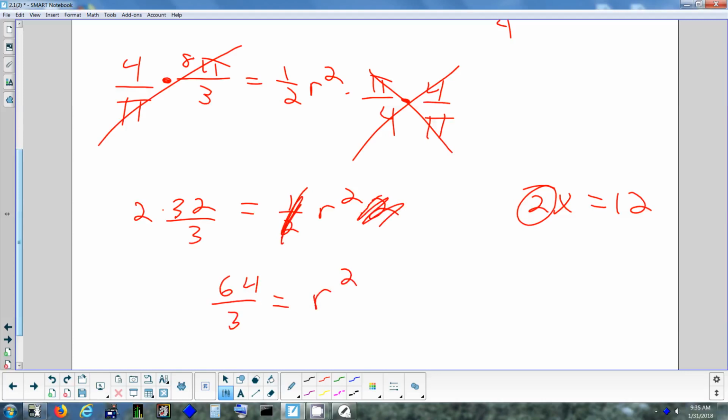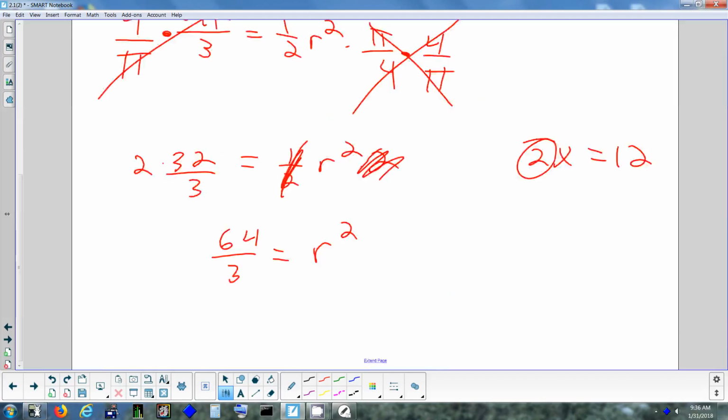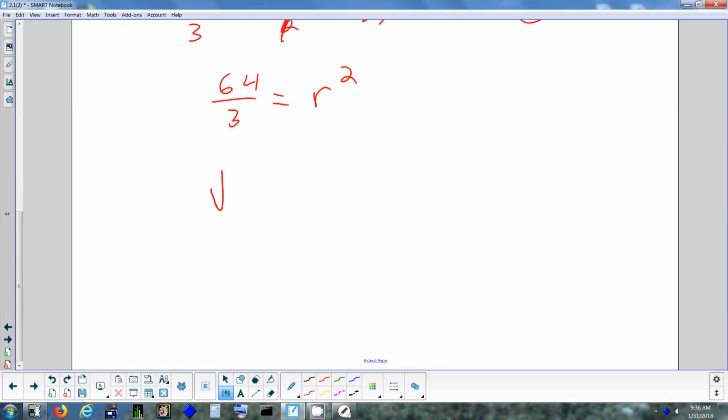Okay, that's not my radius, it's squared. So Kyle, what do I have to do now? Find the square root of 64 over 3. Yeah, find the square root of 64 over 3. So we're going to take the square root of what's on the left, take the square root of what's on the right, and that cancels. And now when you take a square root of a fraction, the way you do it, you take the square root of the top and bottom separate. The top is nice. What's the square root of 64? 8.